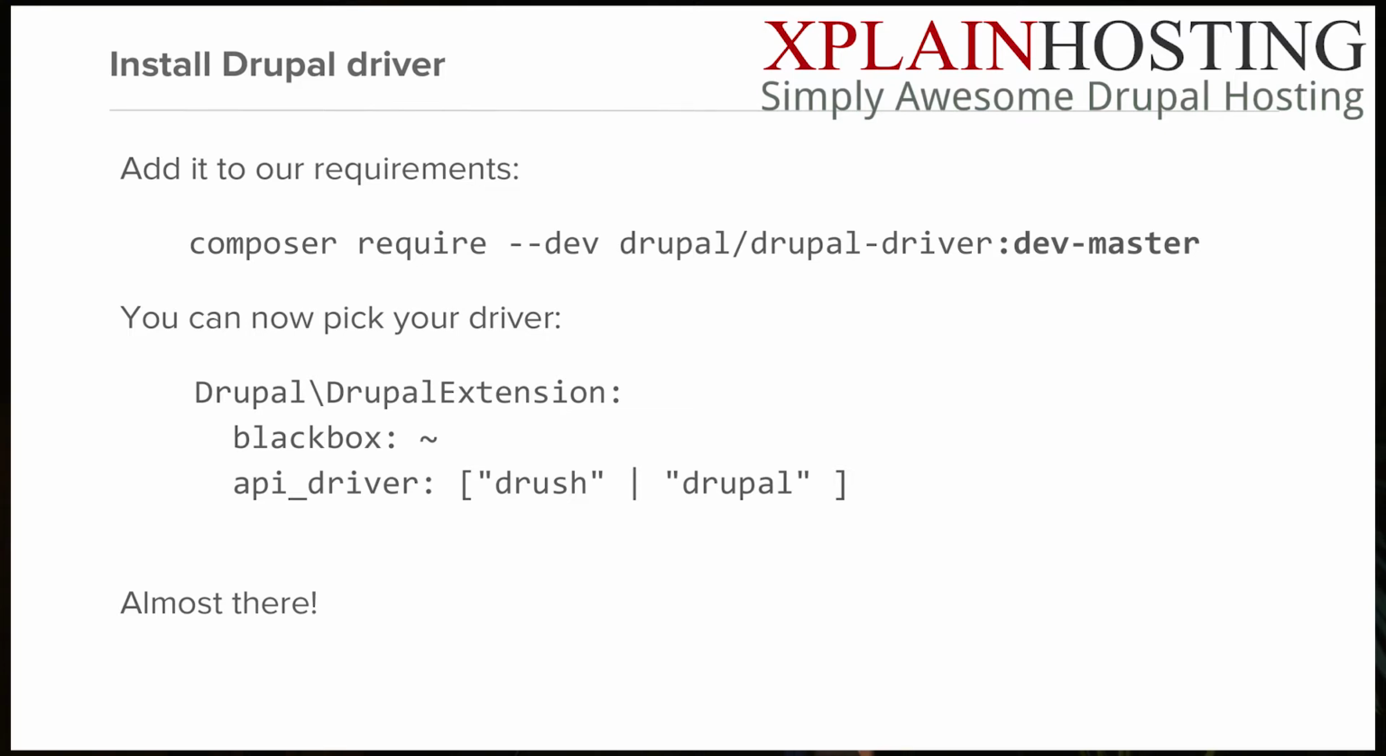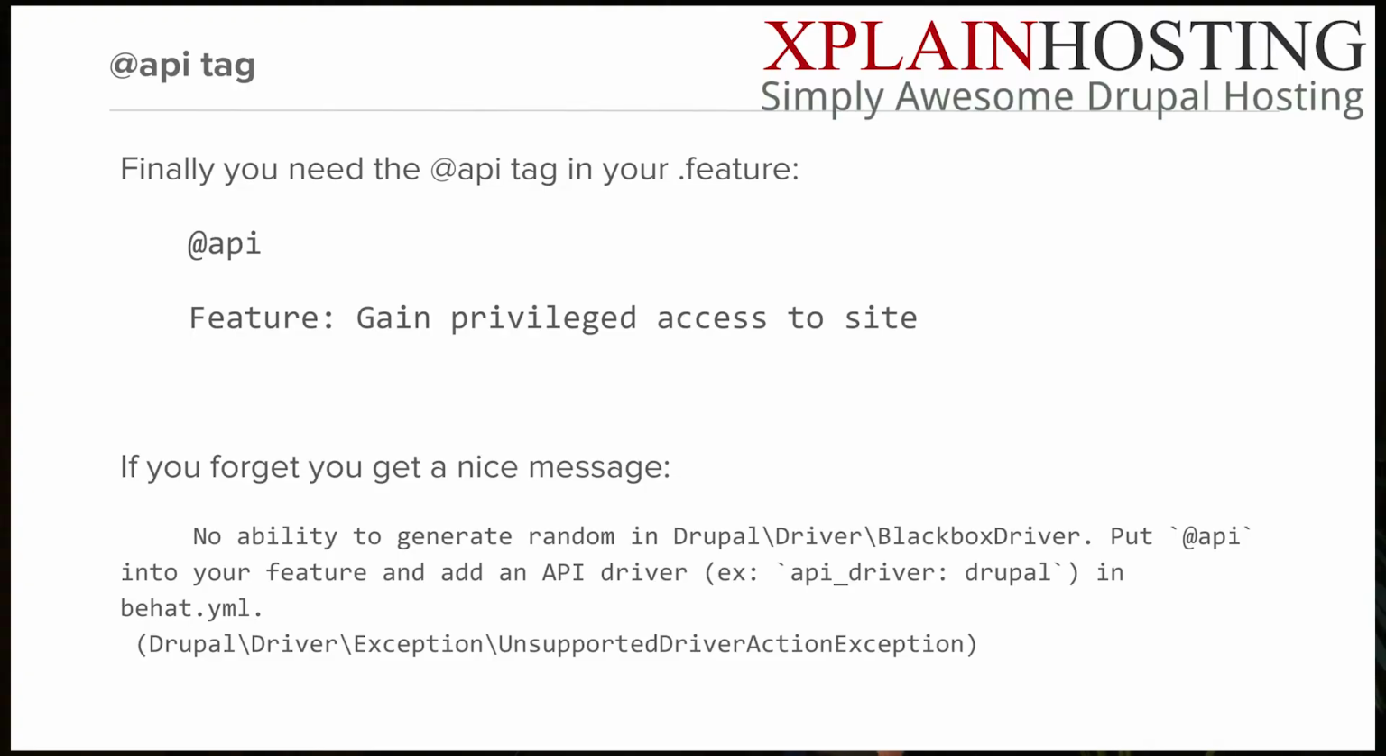So how do we install it? Again, with Composer, make sure you install the master branch, else lots of stuff in there won't work. And then we can pick the driver in the behat.yaml. Below the blackbox, you simply specify which driver we want, either Drupal or Drush. Most of the time we will be using Drupal. Almost there. One additional thing you need in your feature file is the API tag. So mark this as a special feature which needs API access, else you get a message at the bottom.